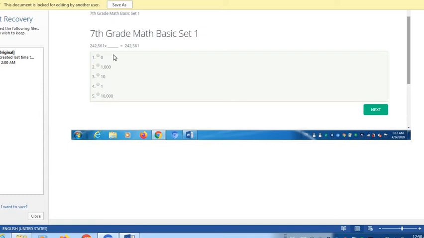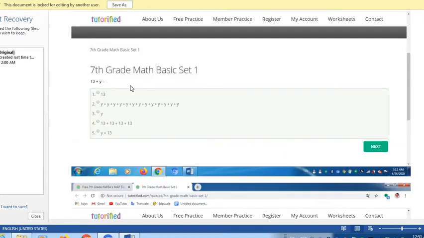Here I have a very easy question. Okay, 242,561 times what gives you the same number? 242,561, of course, times 1. Moving to the next question. Okay, in this question, 13 plus y equals 13y, or 13 plus 13 plus 13, or y plus 13. Of course, y plus 13.